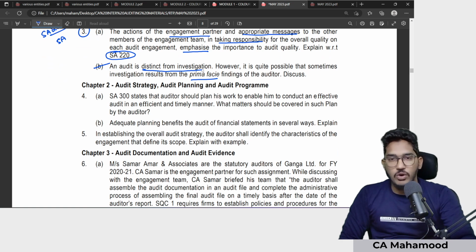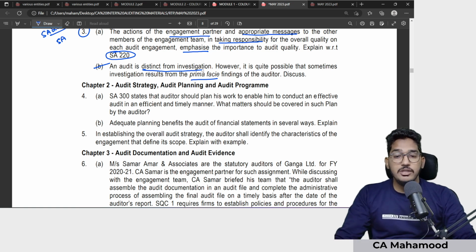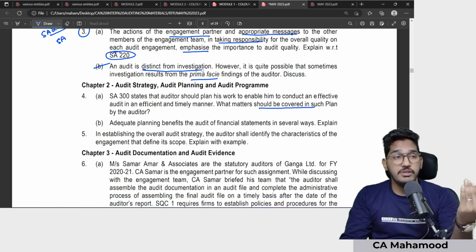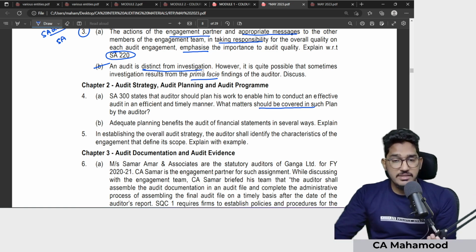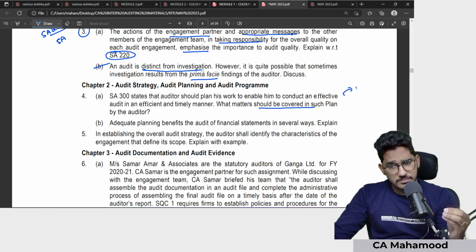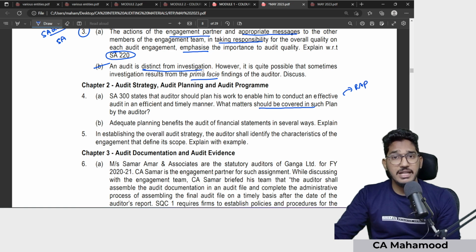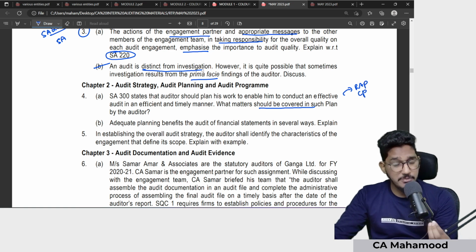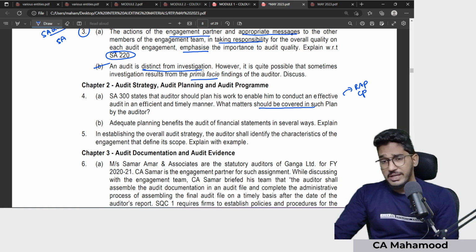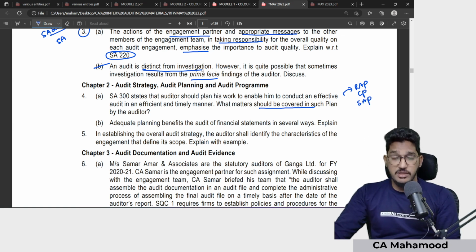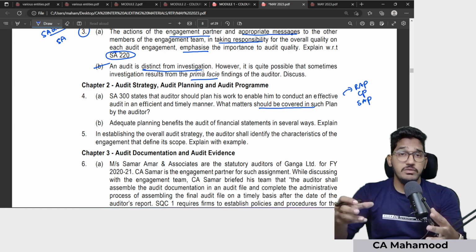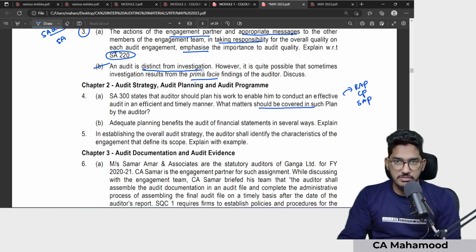Next. Now coming to audit strategy, planning and program. SA 300 states that auditor should plan his work to enable him to conduct an effective audit in an efficient and timely manner. What matters should be covered in such plan? What are the activities which you have to include in the plan? So very simple, in your plan you should allocate the time for risk assessment procedures. You should allocate the time for determining reliance on internal controls, nothing but compliance procedures. You should allocate some time for substantive audit procedures. Even you should allocate some time for coordination of the work that has been performed. Straight away question from the material.